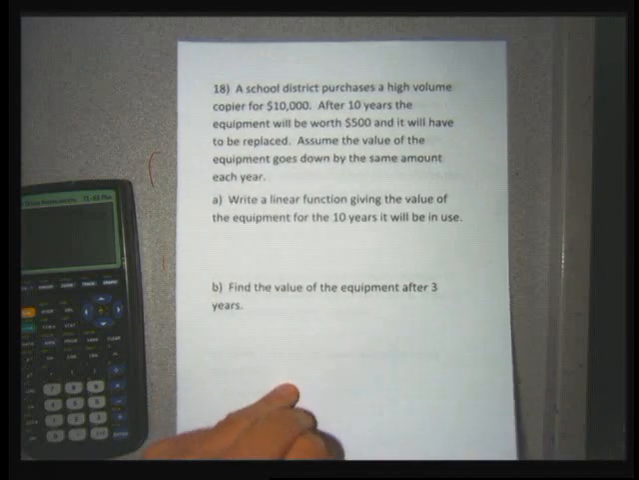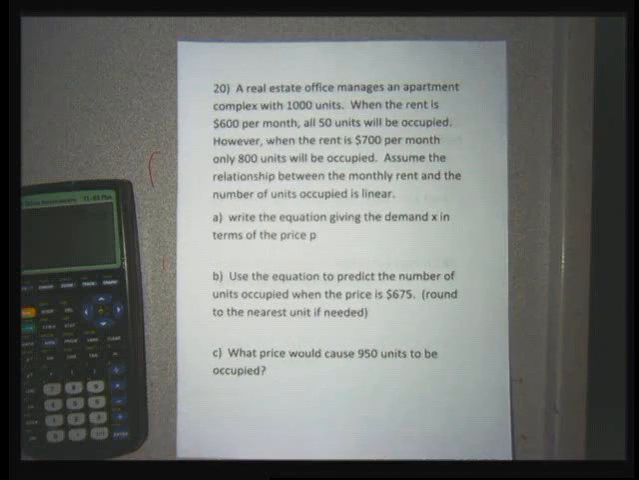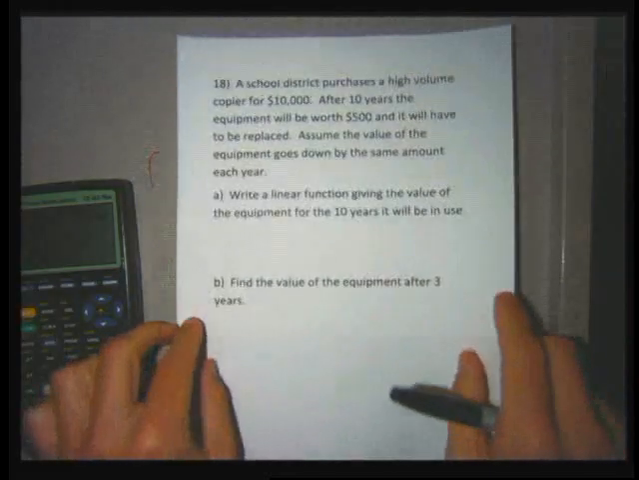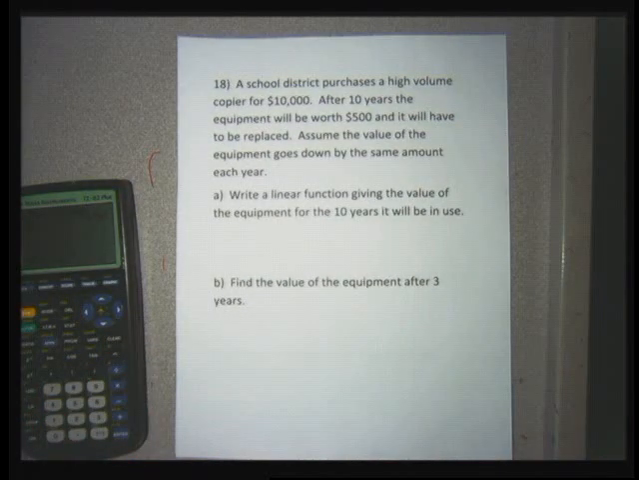Number 18 isn't good for either of the strategies, coming up with an equation by being clever or coming up with an equation by creating 2 points. There isn't an easier way to do it. So I'm just going to do the 2-point strategy and see how that works.